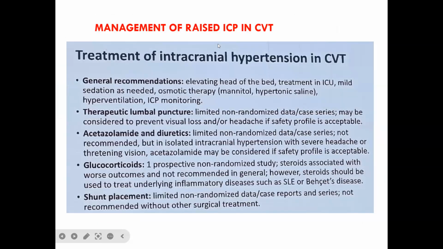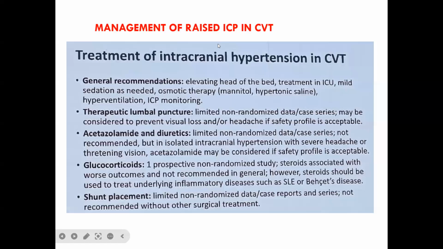In a case of raised intracranial pressure in a cortical venous sinus thrombosis setting, the general recommendations you all might be knowing are elevation of the head end, ICU care, mild sedation, anti-edema therapy with mannitol or hypertonic saline, hyperventilation, and ICP monitoring. These are the common things. And the other thing that we can do is therapeutic lumbar puncture.